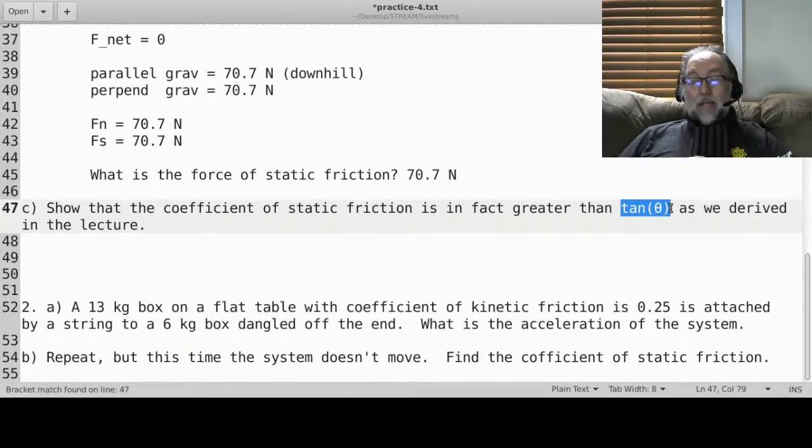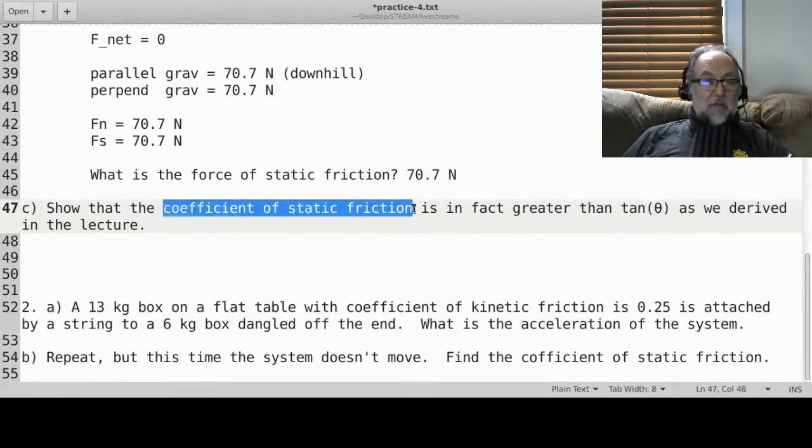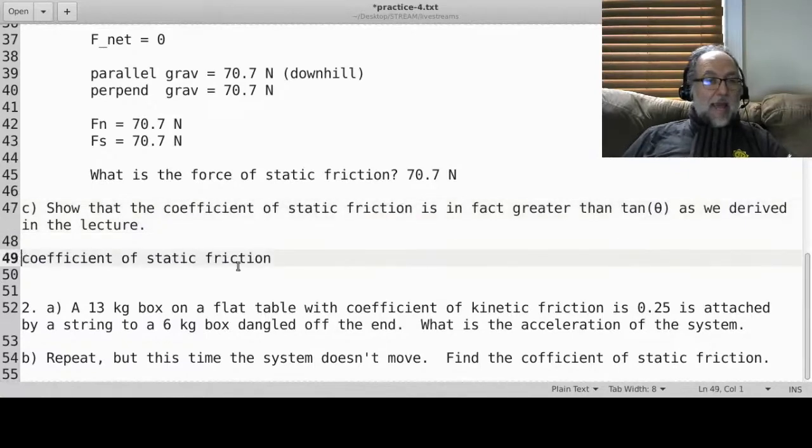Now why? In the pre-recorded lectures, I actually proved that for an inclined plane, if there's static friction, the coefficient of static friction has to be bigger than the tangent of theta. And in fact, you're going to demonstrate that experimentally in one of your labs. So let's see that that actually turns out to be true. The coefficient of static friction has to be bigger than or equal to the force of static friction divided by the normal force.